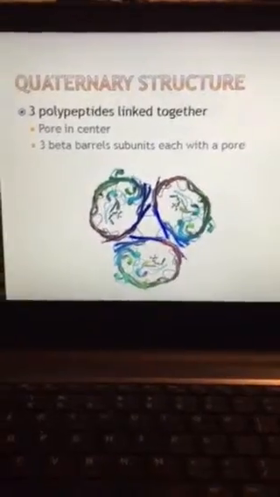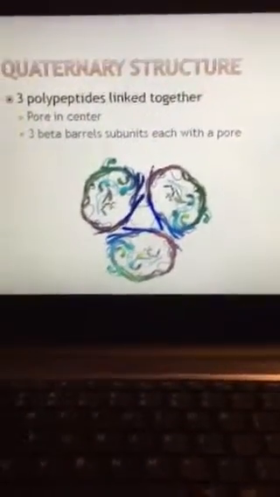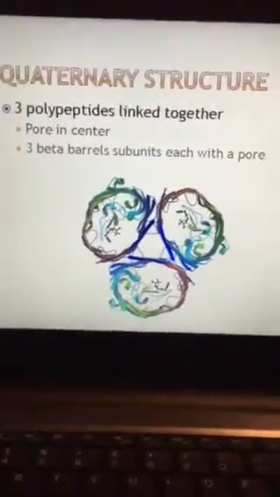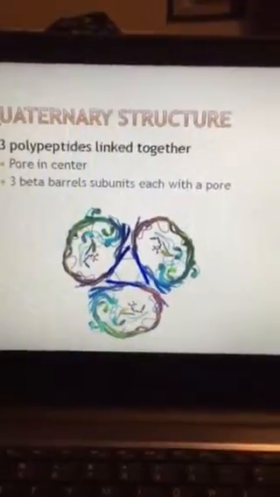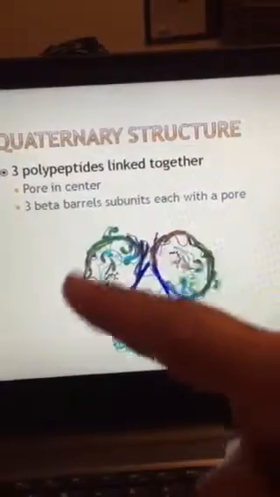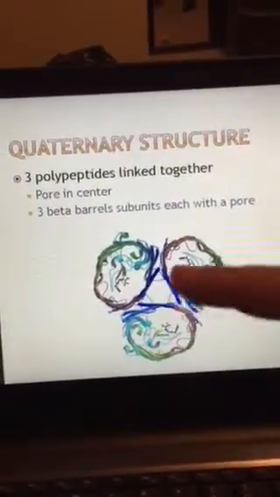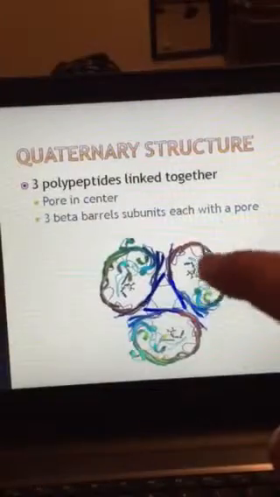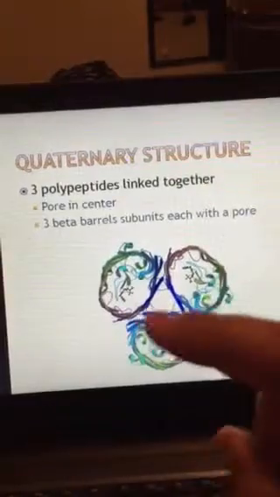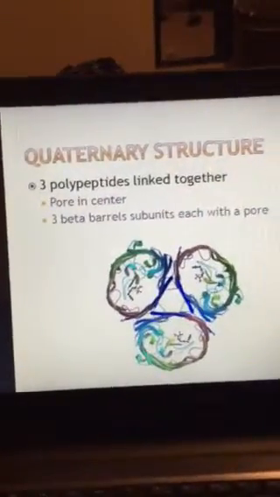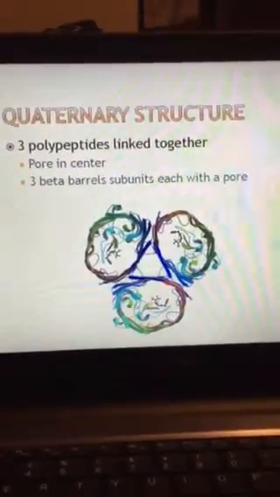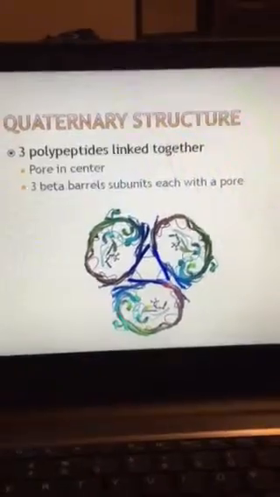So the quaternary structure has 3 polypeptides linked together, and each is a beta barrel, and each has a pore in the center as well as a pore in between the polypeptides. So this is a beta barrel, that's a beta barrel, and that's a beta barrel. Inside, there's a pore in these three beta barrels, and in the middle a cluster that holds them together. Since they're all linked together, they can diffuse into one another easily. The 3 beta barrel subunits have 1 pore each.